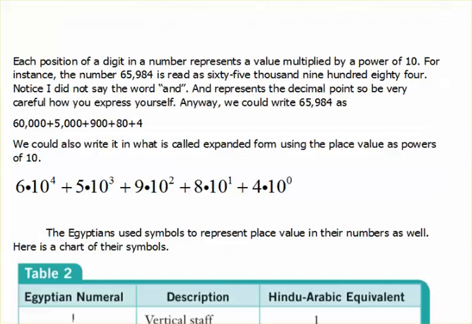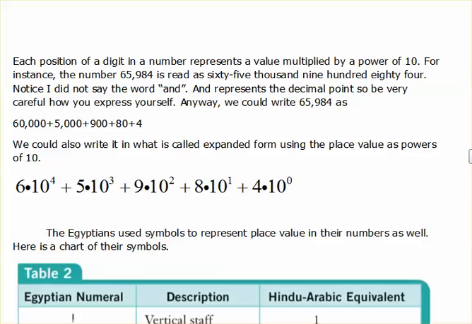All right, let's see what else we have here. Each position of a digit in a number represents a value multiplied by a power of 10. That's what we just talked about. So, for instance, the number 65984 is read as 65,984. Now, notice I didn't say 984, which is a big common mistake that I don't want you guys to make.